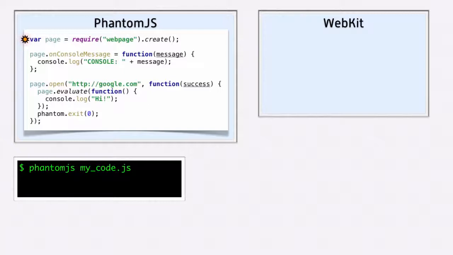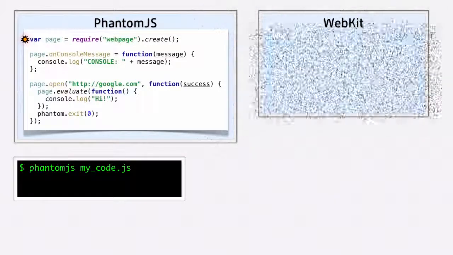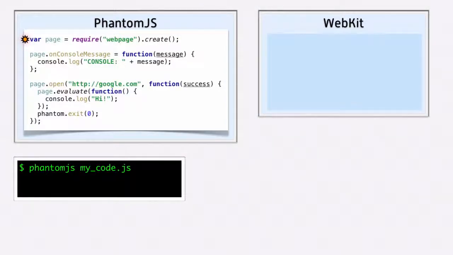When you require web page and then create that page, what you're effectively doing is creating a tab in the WebKit browser that you can load any URL into. Next, you'll typically want to redirect the console so that anything that's output to the console inside of the browser shows up on your actual command line. And that's what we do here.